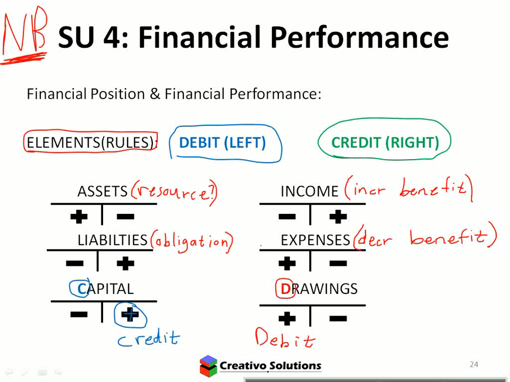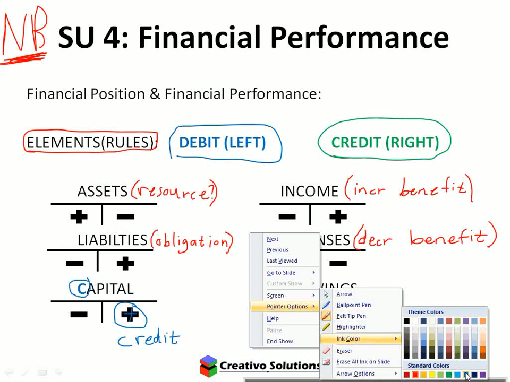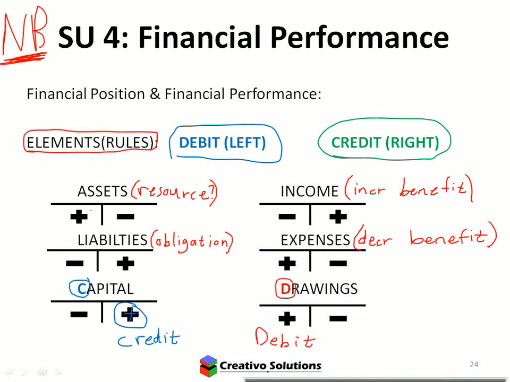Okay, then you have 4 other rules that you need to know. Okay, and these are the others. Assets have a plus on the debit side, and a minus on the credit side. Liabilities have a plus on the credit side and a minus on the debit side. Income, plus on the credit side, expense plus on the debit side. Okay, and these are just rules that you need to know.